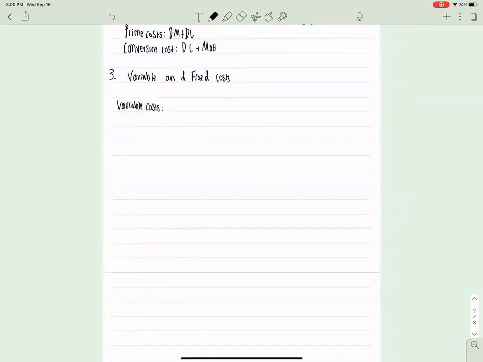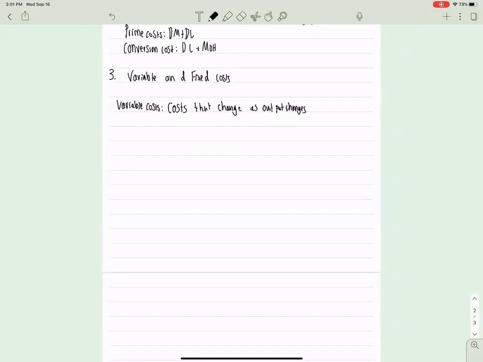Variable costs, guys, are costs that always change. Think about it, they vary, okay? So variable costs are costs that change as output changes, right? The more you want to make, the more it's going to cost you. Is that fair? Does everyone understand that?